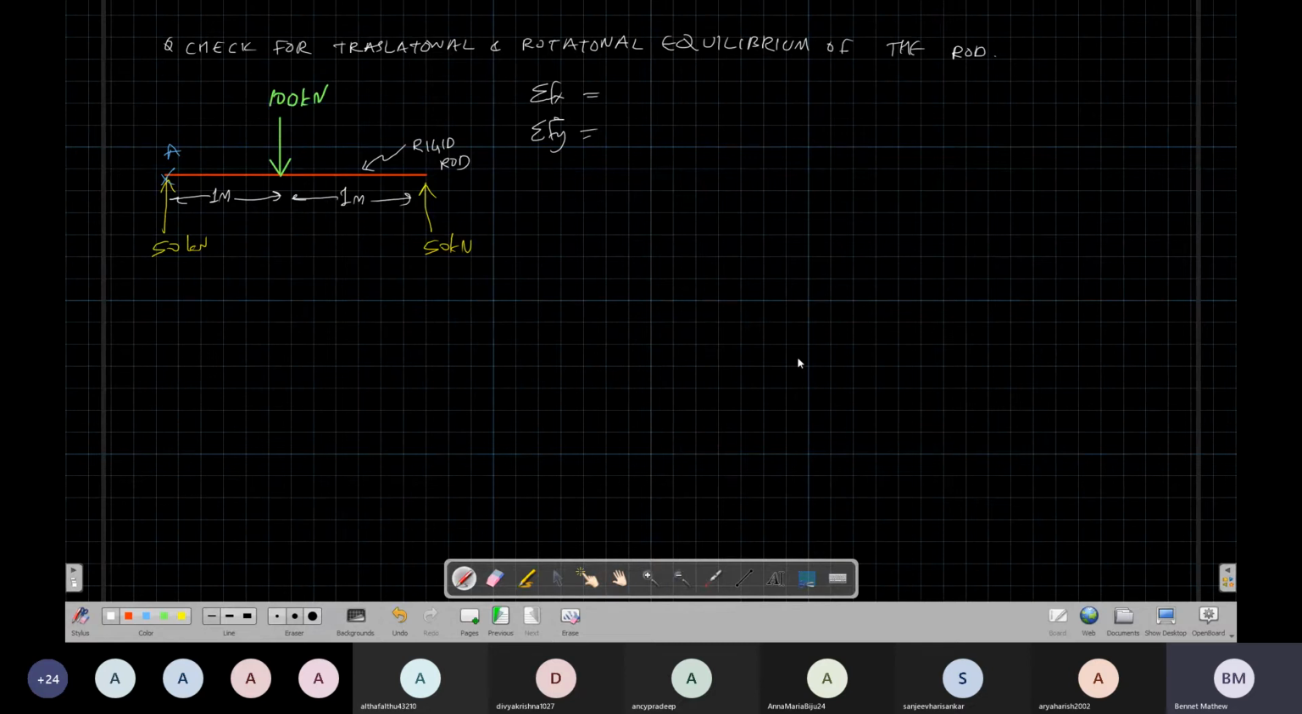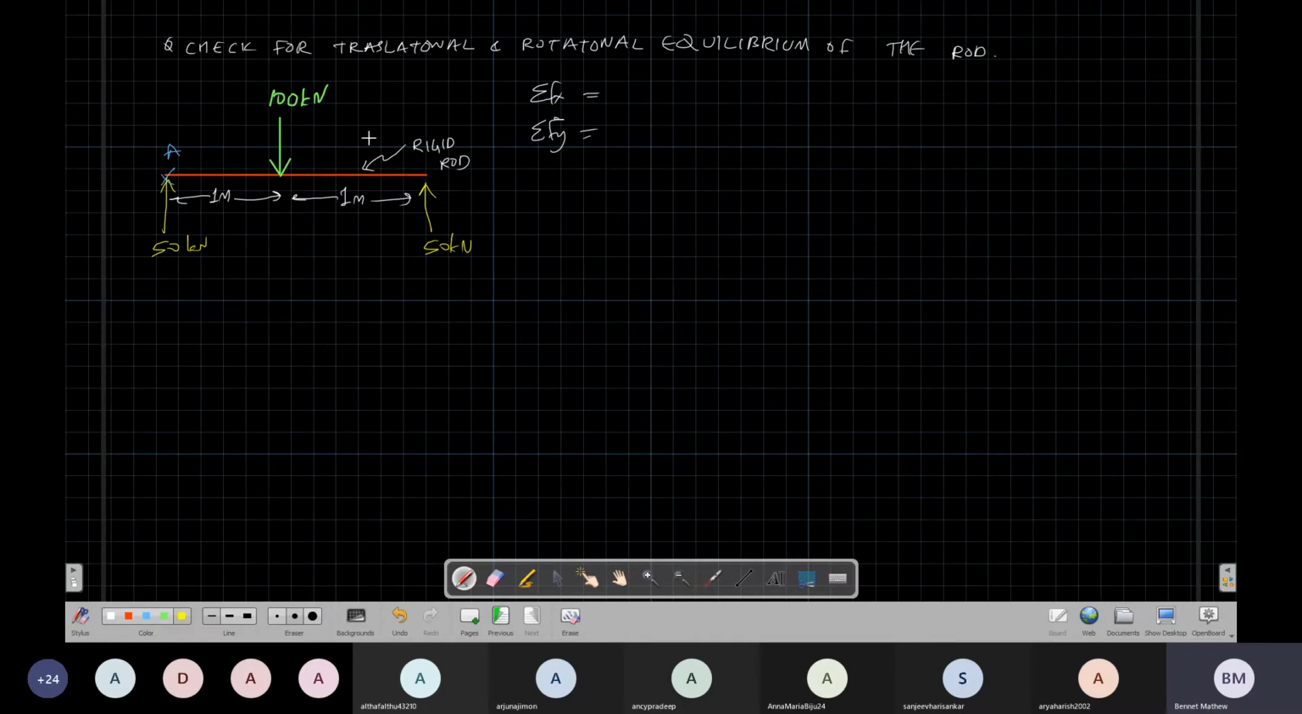Translational equilibrium, has anybody checked? Yes, sir. Yes, translational equilibrium. Okay. If you are done checking that, you have to find the moment about A. So how do we do that?